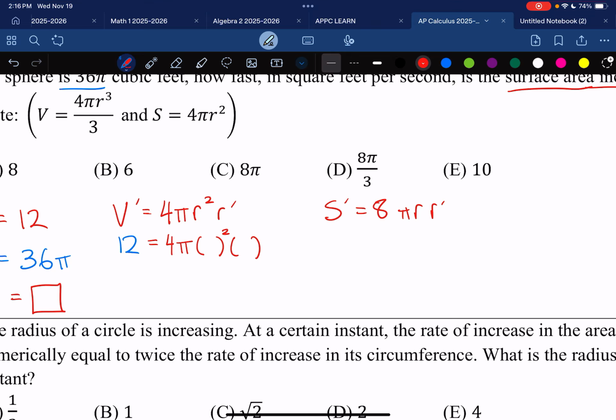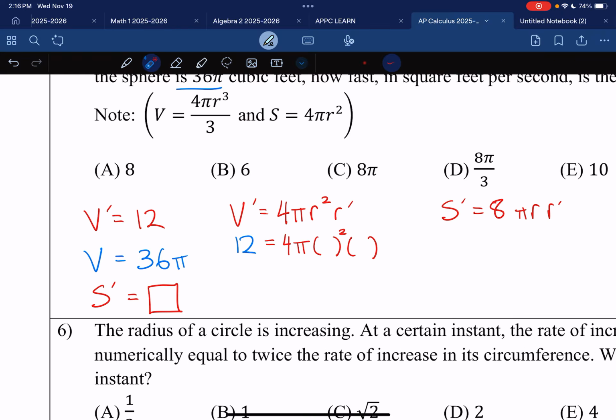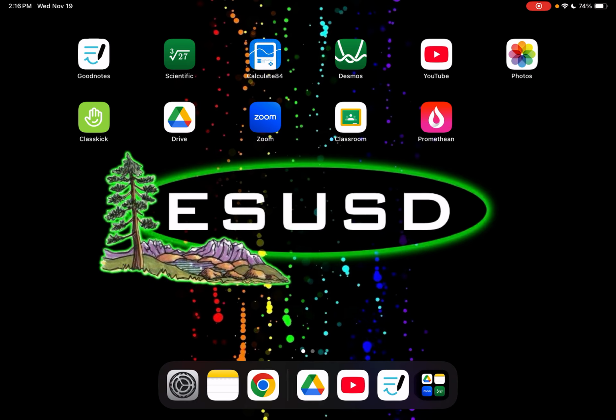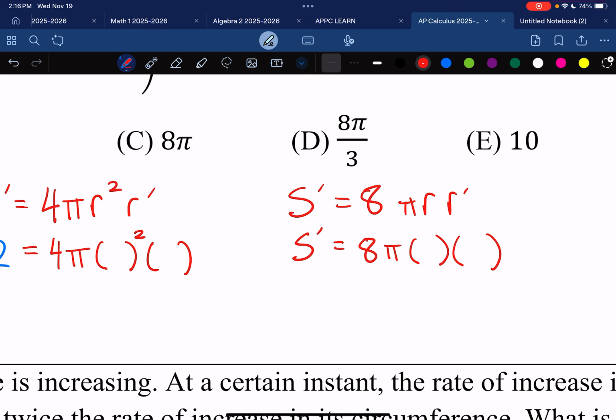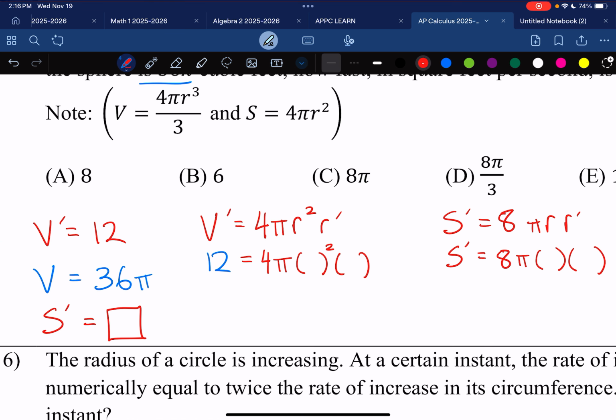Plugging and chugging, right? S prime. Well, obviously, I don't know what that is, because if I did, I would be done with the problem. So let's leave that S prime. And therefore S prime is going to be equal to 8 times pi times radius, which I don't know, times radius prime, which again I don't know. Seems like I'm just spinning my wheels here. Okay, well, what is a piece of information we haven't used yet?